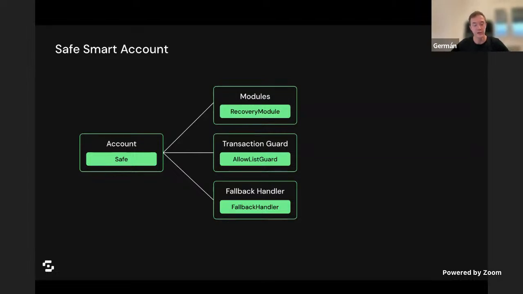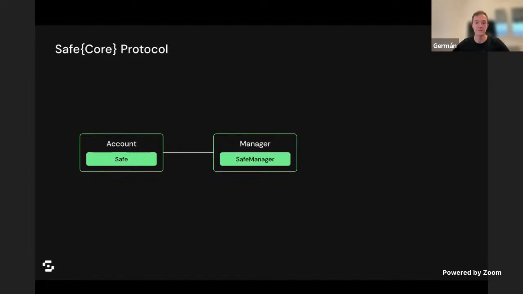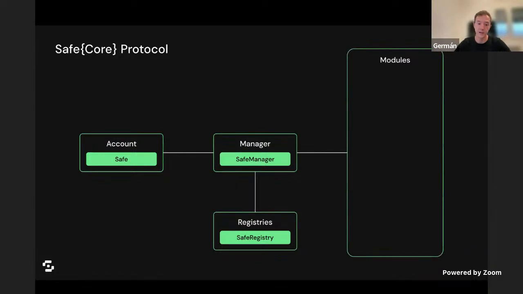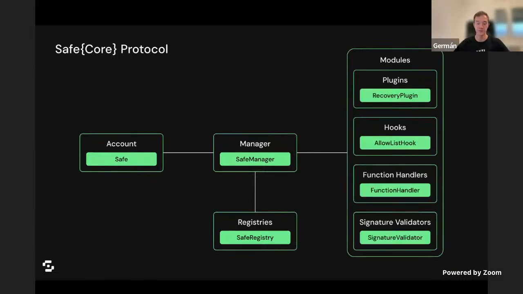With the Safe Core Protocol, what we are doing is removing the direct connection of all these components, and just enabling a Safe Protocol Manager directly into your account. This manager would have access to a registry where multiple modules are listed. There would be an owner of this registry that is curating this list. And then the manager would allow the communication between the accounts and the modules. And there are different kinds of modules like plugins, hooks, function handlers, and so on.